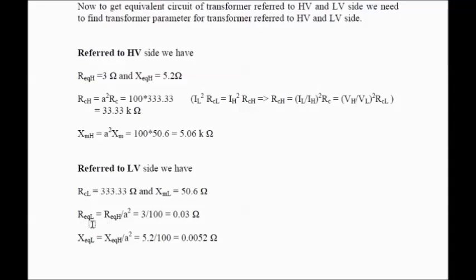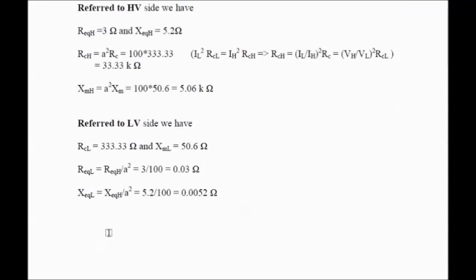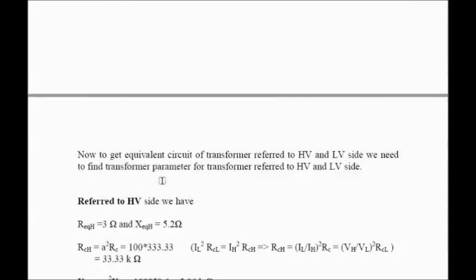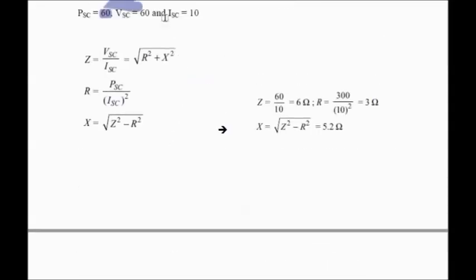So R equivalent low equals R equivalent high upon A square, A is 10, and X equivalent low will be X equivalent high upon A square, where A is 10, and R equivalent H, X equivalent H are as shown. So these are the parameters when referred to the low voltage side. So this is all about transformer loss and the OC-SC test of the transformer.